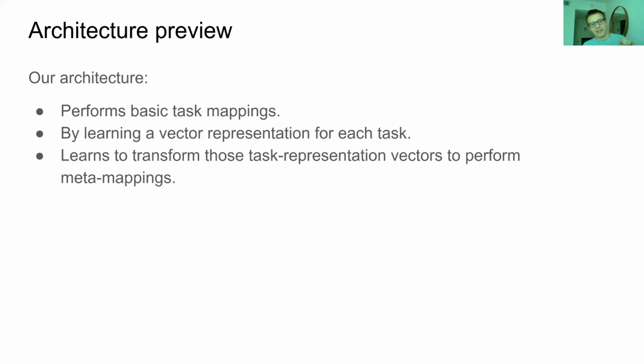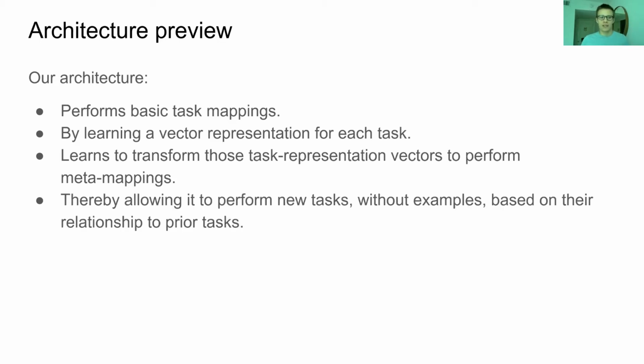And then the system is going to learn to transform those task representation vectors in order to perform metamappings. Now that we have vector representations for tasks, vectors are things that we know how to work well with in deep learning, and so we can transform those in order to adapt. Again, this is going to allow the system to perform new tasks without having examples of those tasks, based on the relationship to prior tasks.